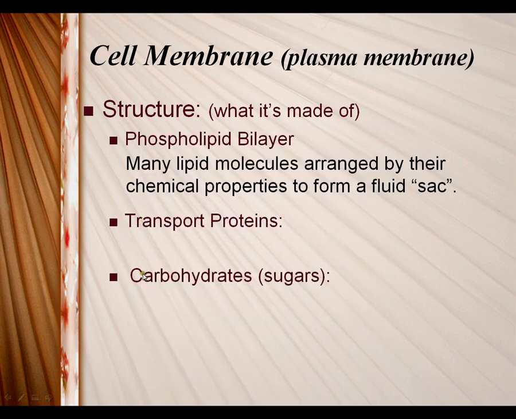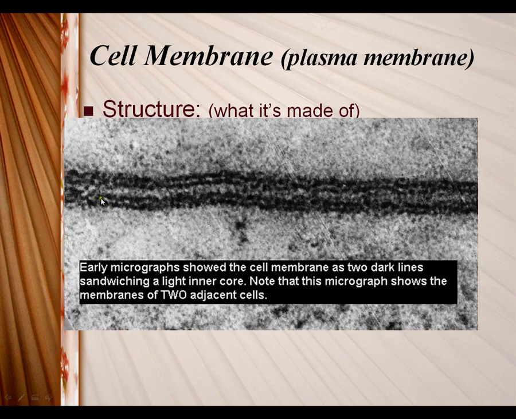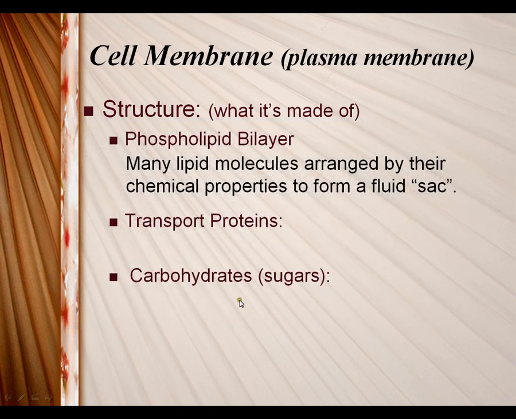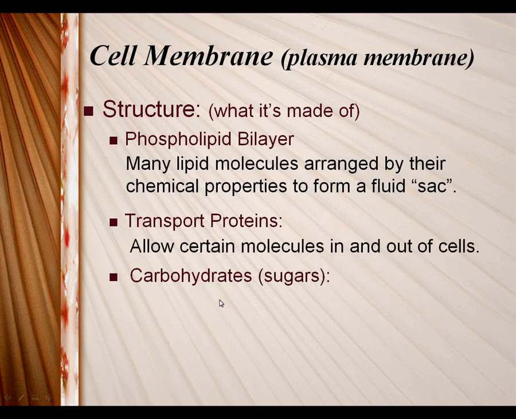So the cell membrane has a couple of unique features, one being the transport proteins. Oh, let's talk about this first. Here's the micrograph picture of the cell membrane. Take a moment and look at that and read this. So those transport proteins, this is what makes the cell membrane selectively permeable. These are the things that allow certain molecules in the cell and certain molecules to get out of the cell.